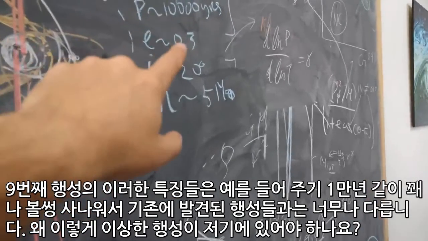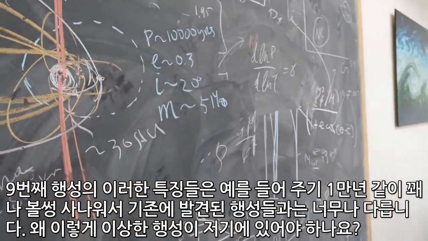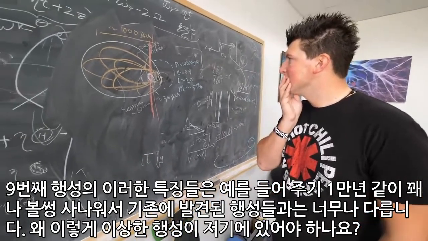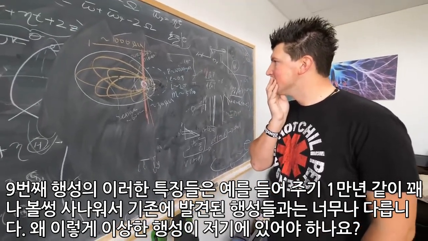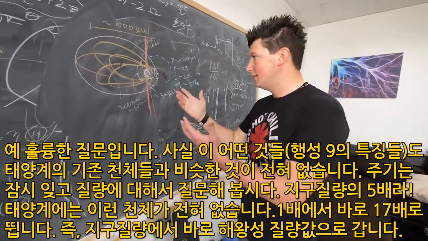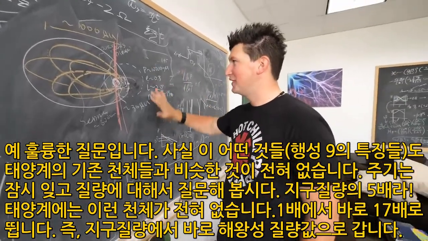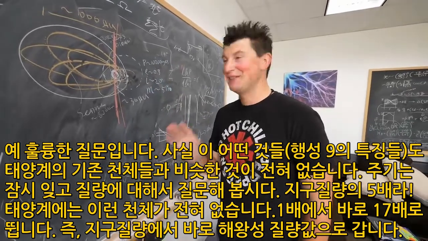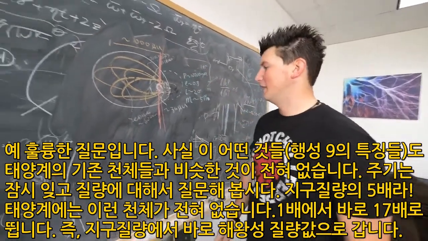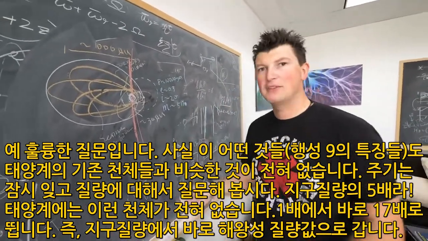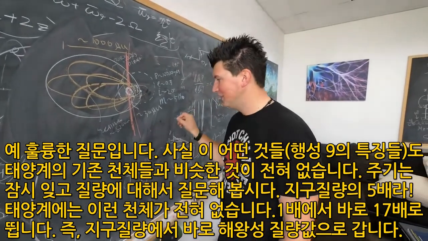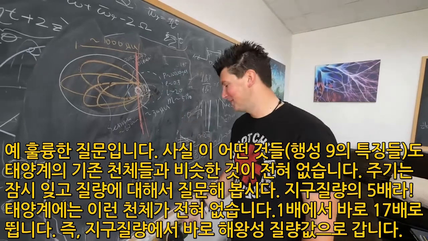These properties of Planet 9, they seem like kind of nuts. Like a period of 10,000 years, that's not like any of the planets that we have found. So why would we have such a strange planet hanging out there? Yeah, great question. Indeed, none of this is reminiscent of anything in the solar system. If you, for a second, ignore the period, and ask yourself about, say, a mass of 5 Earth masses, we don't have anything in the solar system that's 5 Earth masses. We go from 1 to 17 when we go from Earth to Neptune.